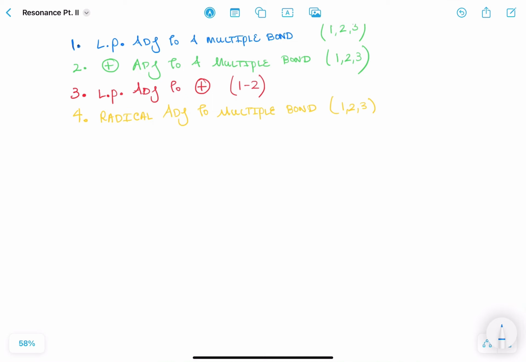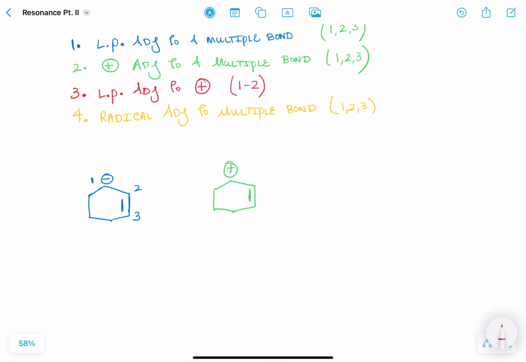Number 1 is going to be a lone pair adjacent to a multiple bond. And so that is this. Here is carbon 1, 2, and 3. The resonance occurs across 3 different atoms. Doesn't have to be carbons all the time, but they're different atoms. Okay, so that's example 1. Example 2 is a positive charge adjacent to a multiple bond.